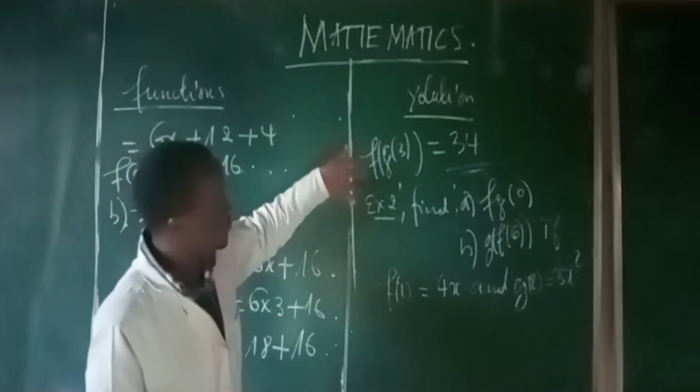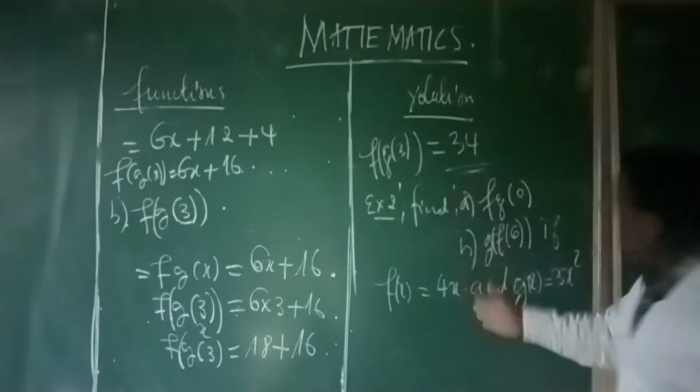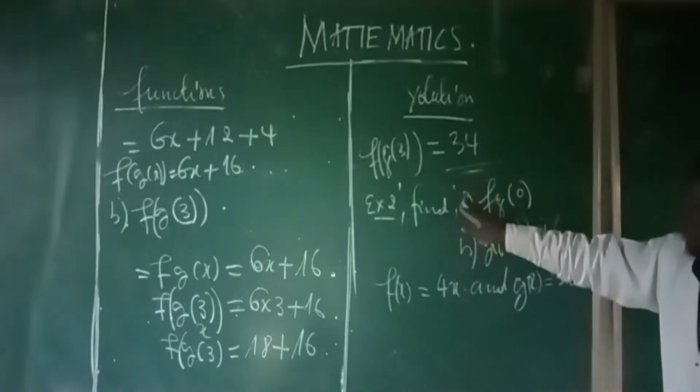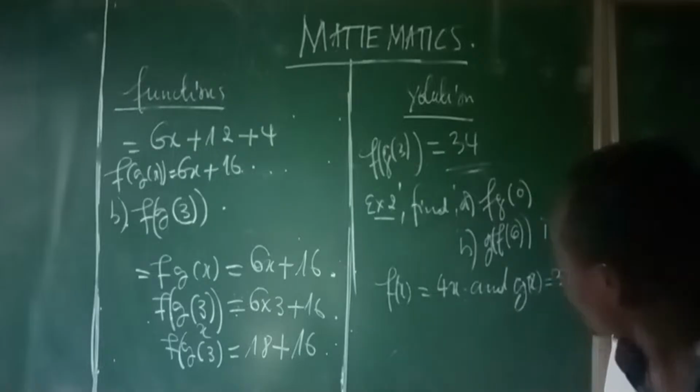Now I gave you these two functions, and I need you please to do this sub-question A and B. Now this is 0.